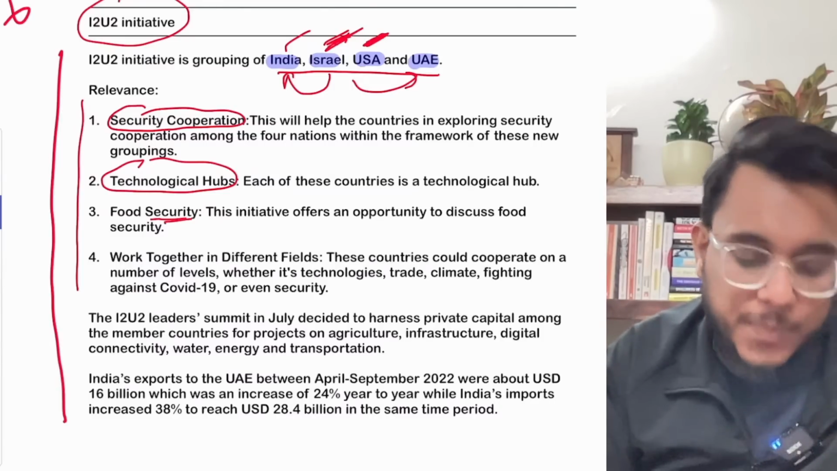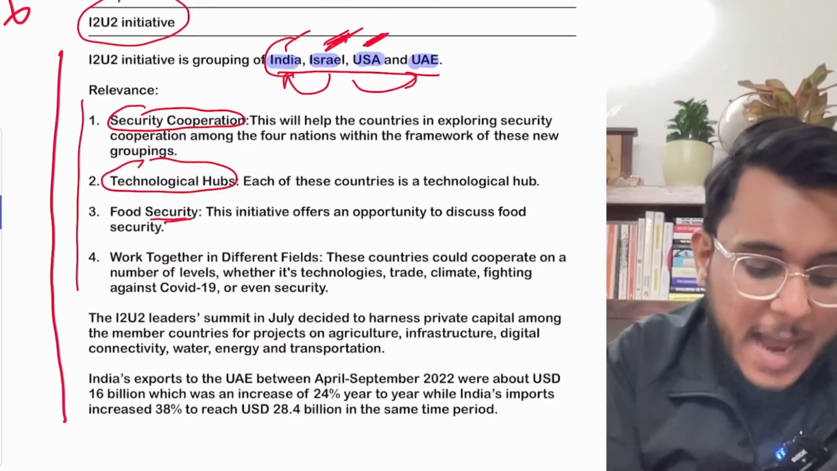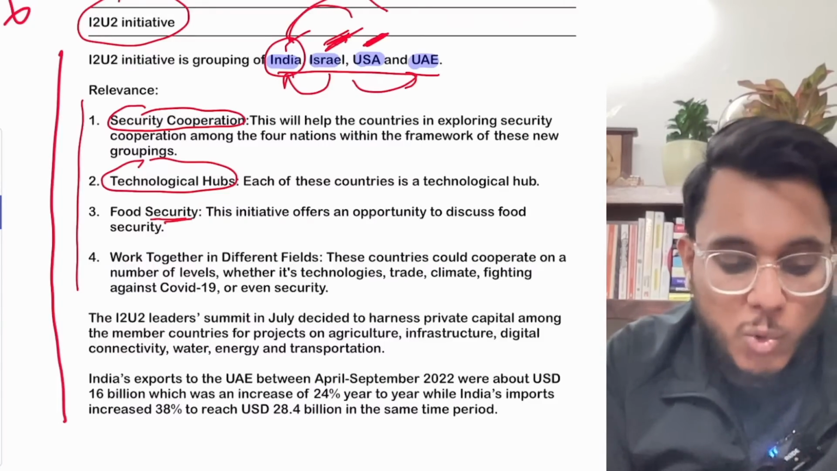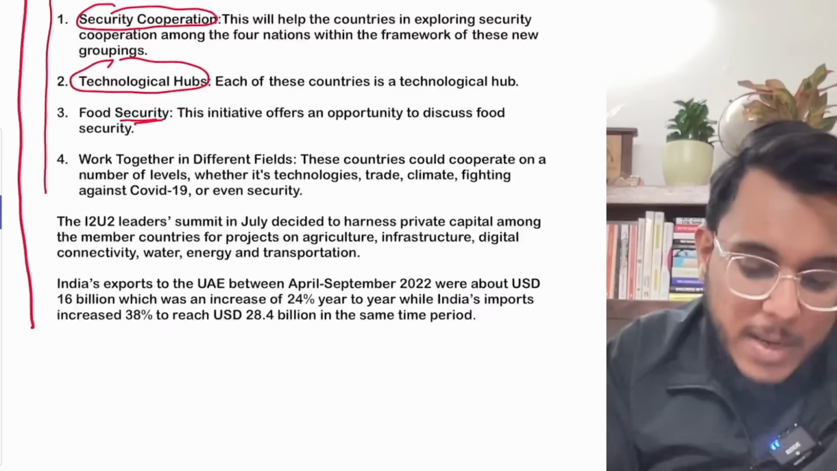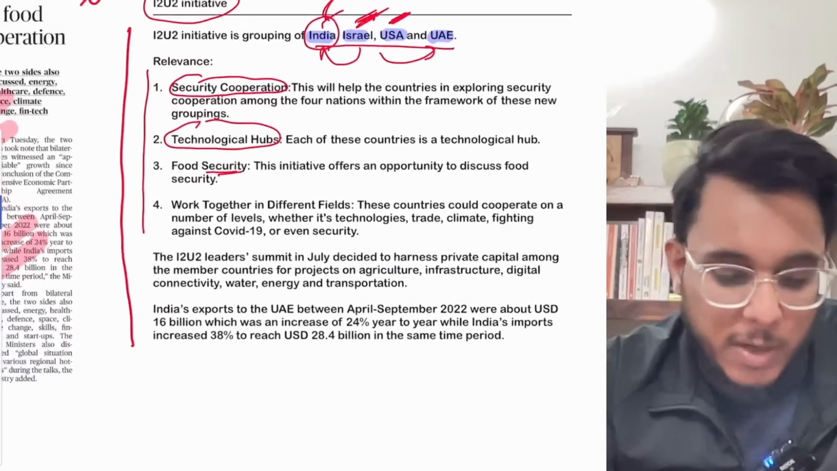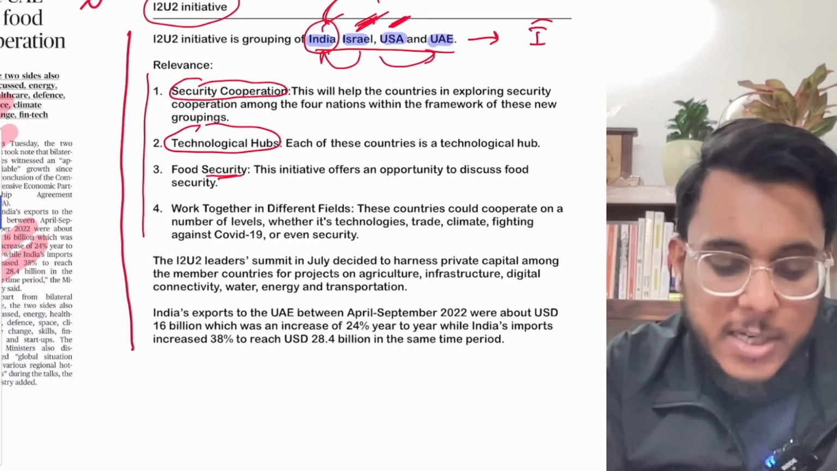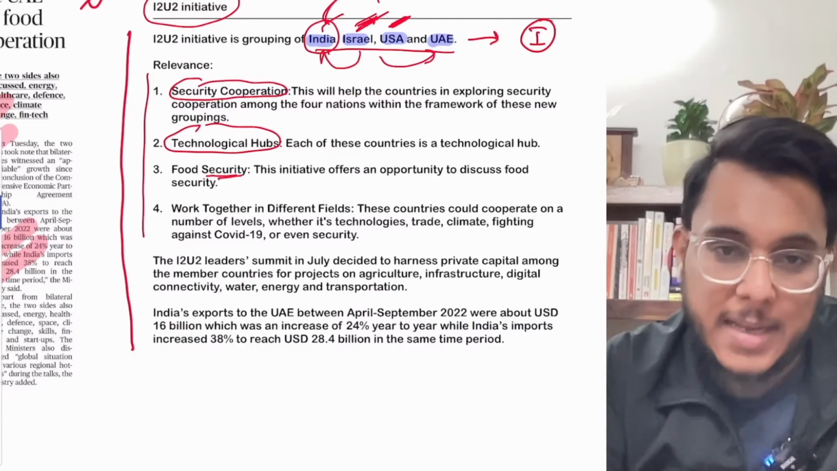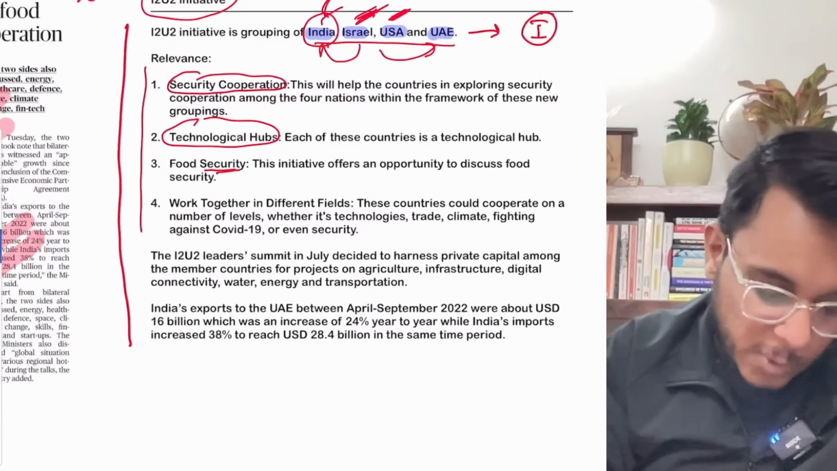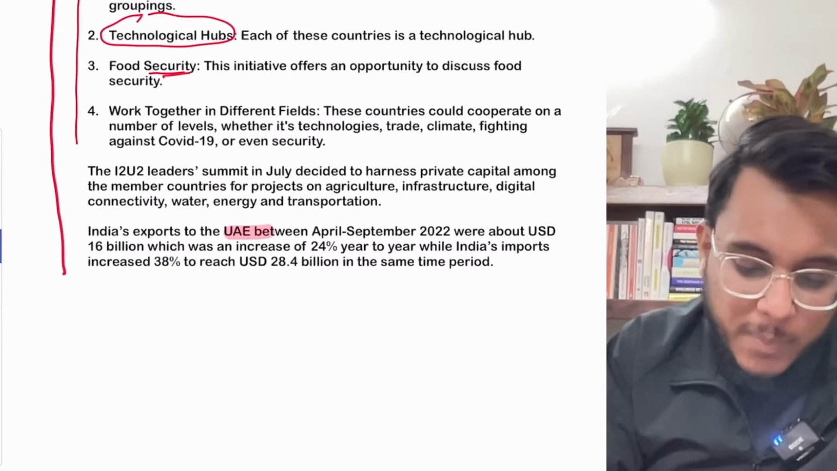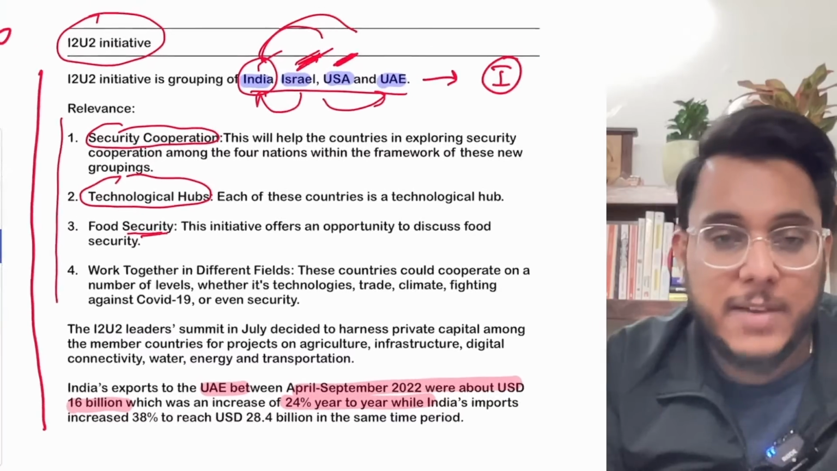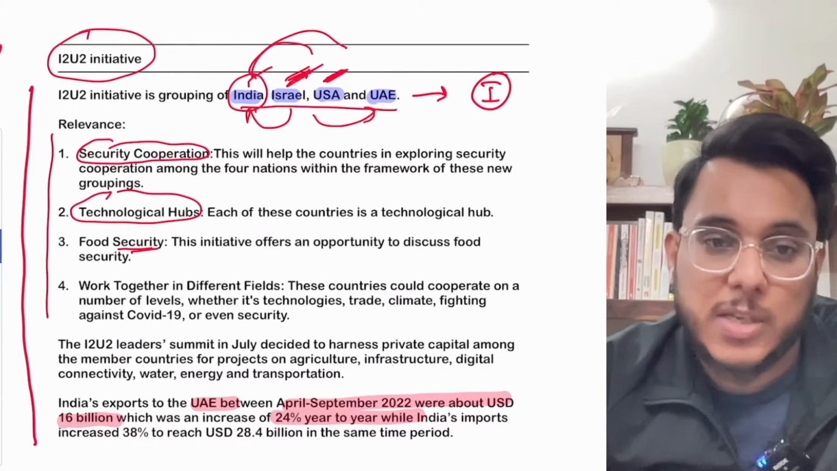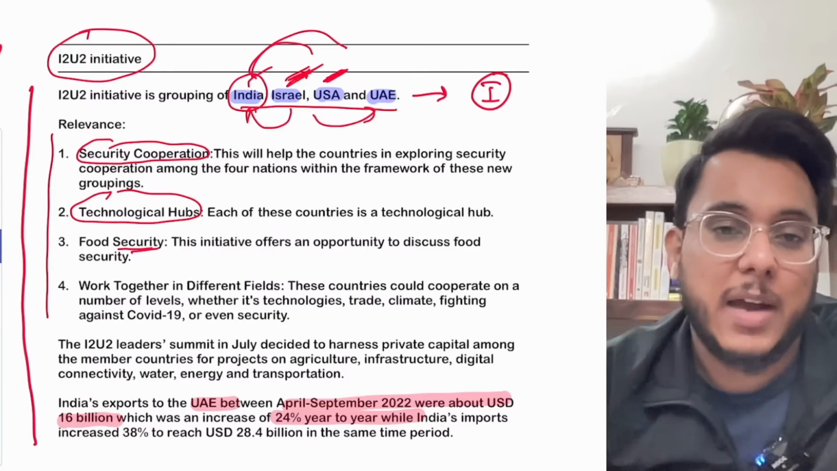Then food security. When we talk about India, guys, India happens to be a major food exporter to Israel, to the UAE, as well as to other countries. So India will be providing the exports. Moreover, the UAE particularly will be investing in food processing industries in India. India exports around 16 billion to the UAE between April and September, and there has been a 24% increase. Majority of the exports to the UAE are food exports.